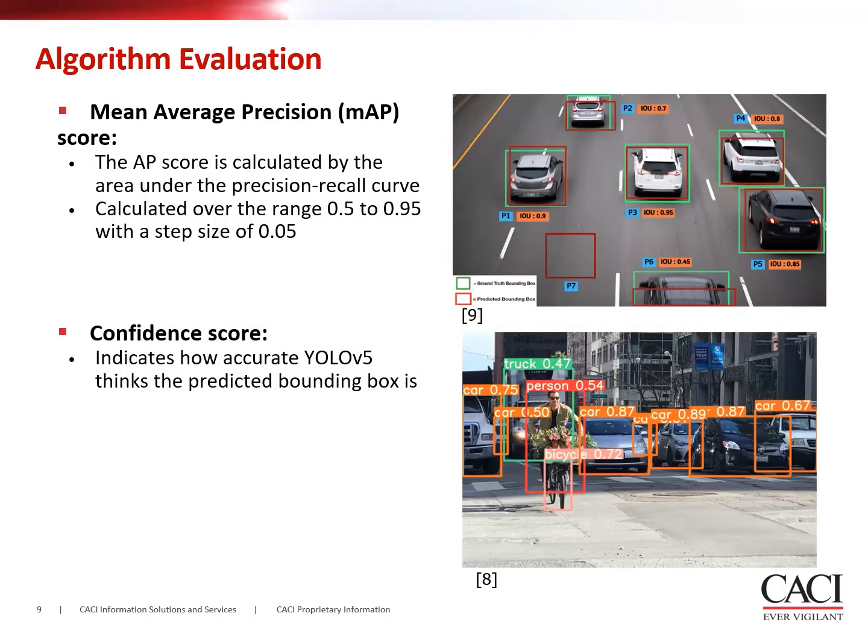To determine how well the algorithm performed, the mean average precision, or mAP score, was used. The mAP score is the average of the average precision values. The average precision score is calculated from the area under the precision recall curve. For this project, the mAP score was calculated over the range 0.5 to 0.95 with a step size of 0.05, which were the intersection over union, or IOU, thresholds. The image on the top shows an example of the IOUs for each object in the image.